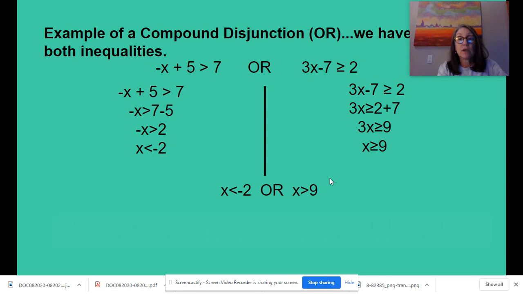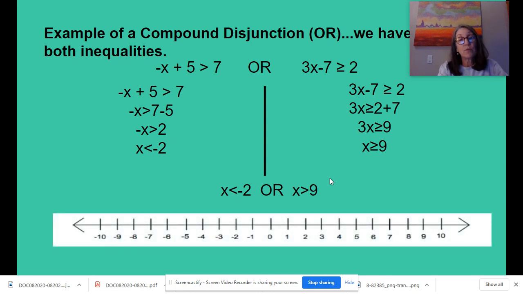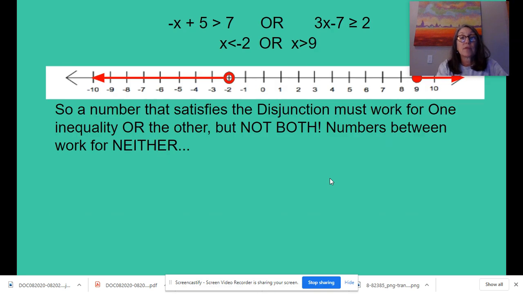Then we have to graph it. First we graph the one on the left, and because it's less than, it's an open dot. The one on the right is also, actually that should be a closed dot, and it looks like this. So a number that satisfies a disjunction must work in one inequality or the other inequality, but it will not work in both. The numbers between here will work in neither.